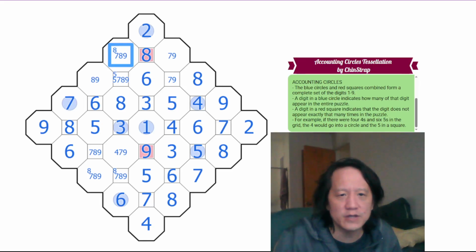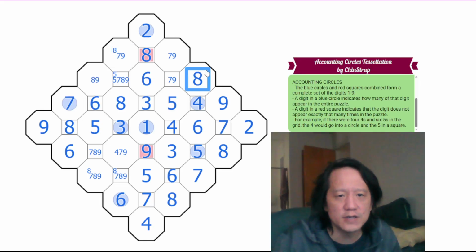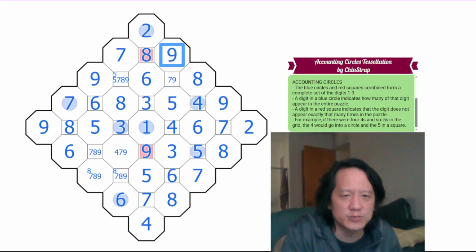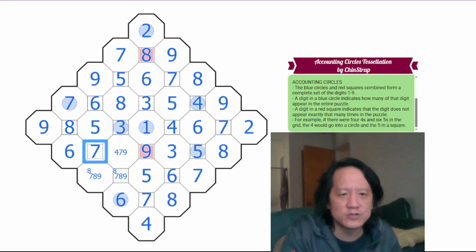So this cannot be 8 here. This 8 eliminates 8 here, so this is 9, which means that can't be 9. That's 7, which makes that 9, which makes that 7. That leaves that as a 5. 8 and 9 in row 6 eliminate 8 and 9 here, so that's 7, which makes this 8. That makes this 4, and this is a 9.